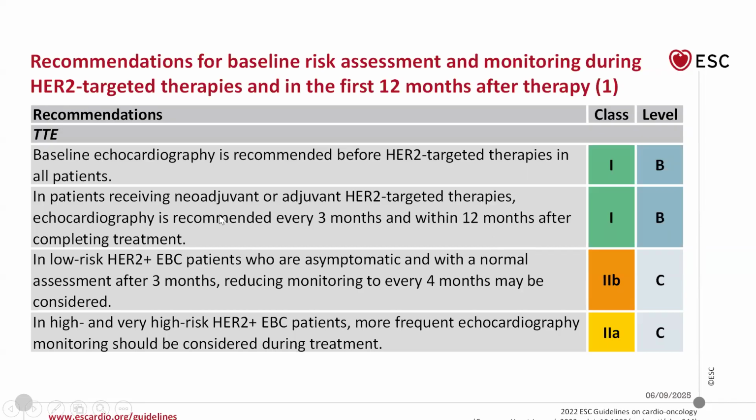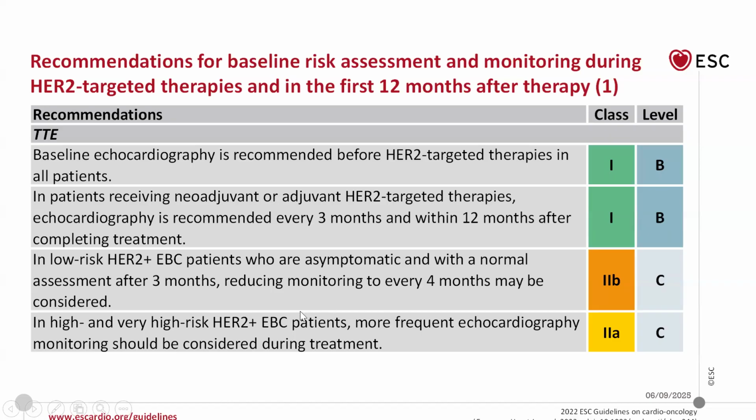So neoadjuvant therapy is treatment that is done before patients go for surgery. And the adjuvant is the chemotherapy that they receive after going for a surgery, cancer-related surgery. So for those in the low risk, HER2 positive who have early breast cancer and are also asymptomatic with a normal assessment after 3 months, reducing the monitoring to every 4 months may be considered.